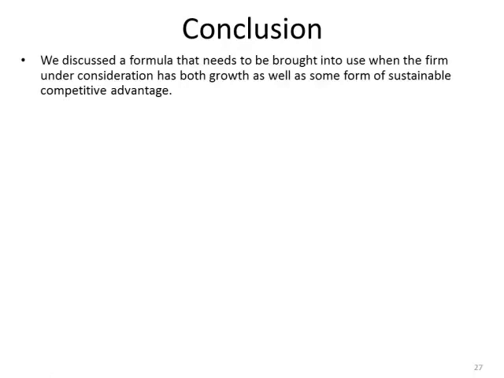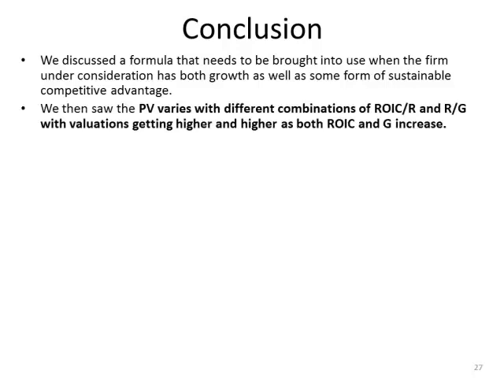So in this lecture, we have discussed a formula that needs to be brought into use when the firm under consideration has both growth as well as a sustainable competitive advantage. And then we saw that the present value varies with different combinations of ROIC over R and R over G, with valuations getting higher as both ROIC and G increase. And this should make intuitive sense, right? If return on invested capital is going up, then that means the firm is making more for every amount it invests. That should lead to a higher valuation. As G goes up, that is the firm's earnings growth increases, that should also lead to a higher valuation.